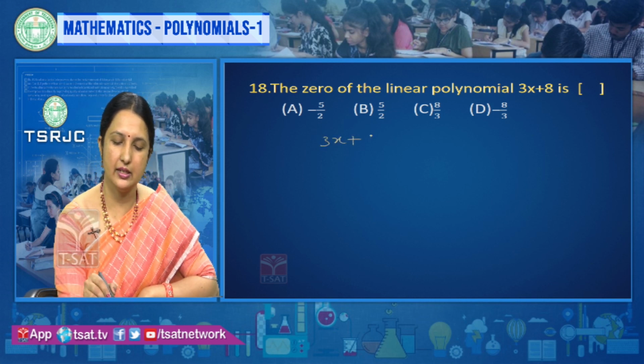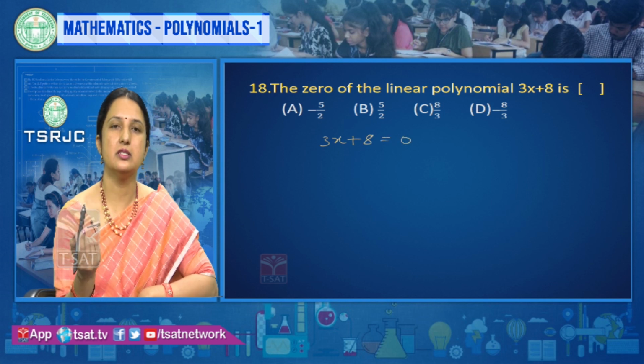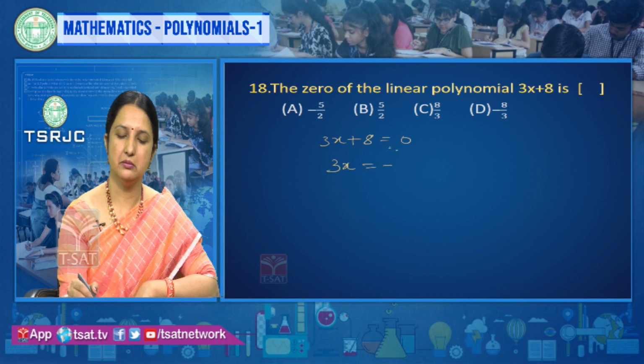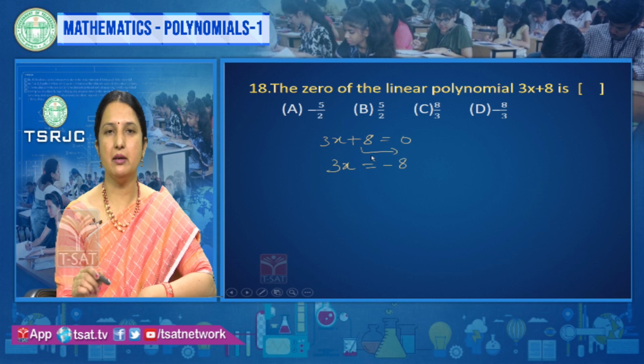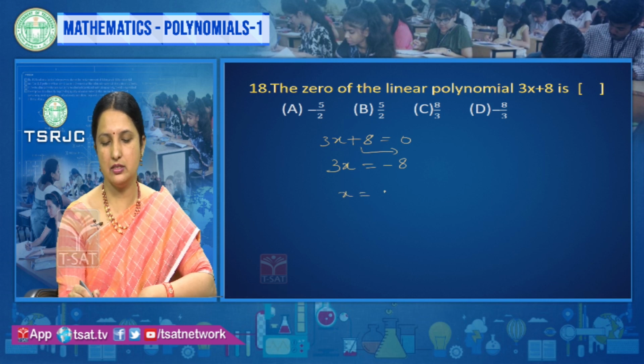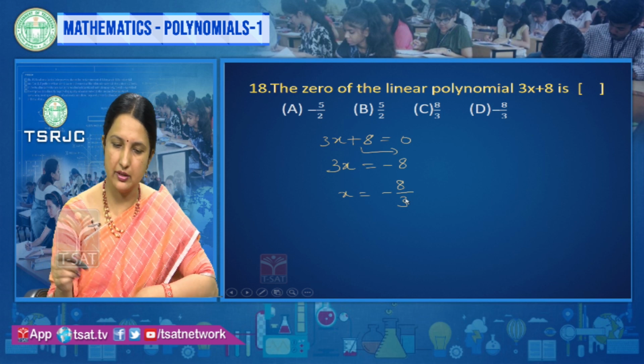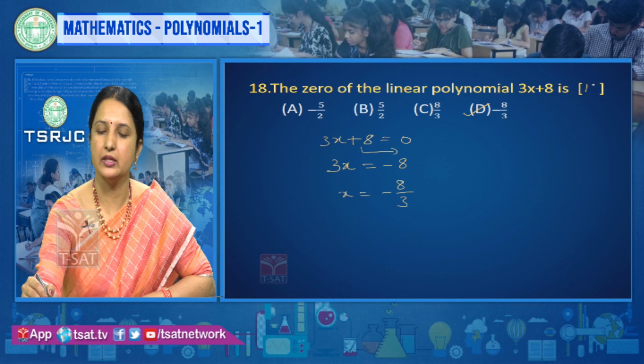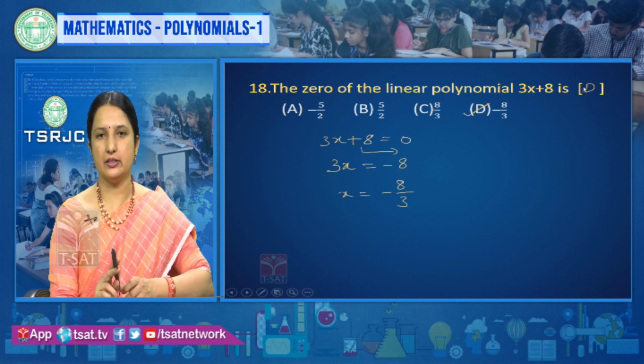The zero of the linear polynomial 3x plus 8. 3x plus 8 equals 0, you write. Then what will you get? 3x equals minus 8. When plus 8 goes to this side, it will become minus 8. x equals minus 8 by 3 is the zero of this polynomial. So where is that option? Option D. So D is the correct one.